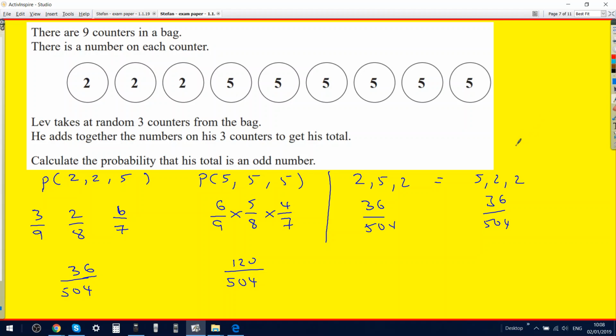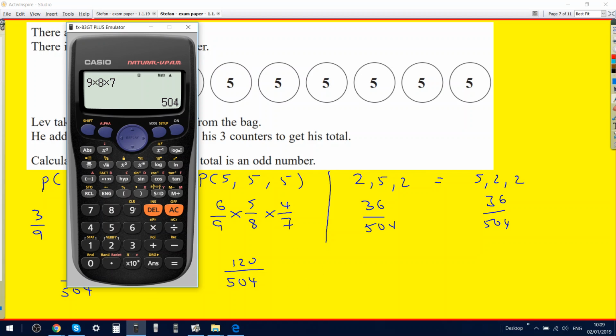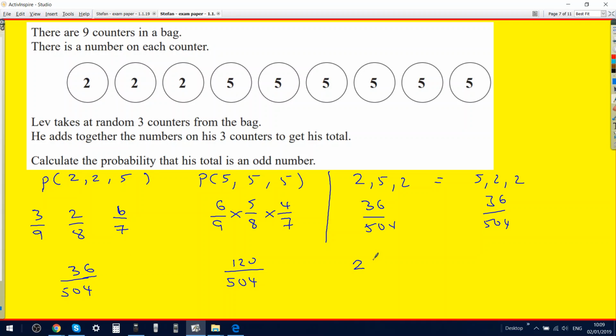Is there any more combinations than that? I don't think so. Either 5 is at the end, or the middle, or the start. So, can I add the numbers up now? Yeah, go on, what are you adding up? 36, 36, 120, and 36. Yeah, or you can do 36 times 3, and then plus the 120. So I think that's 228 over 504. 228 over 504. That's it. Okay, so any questions about this one?